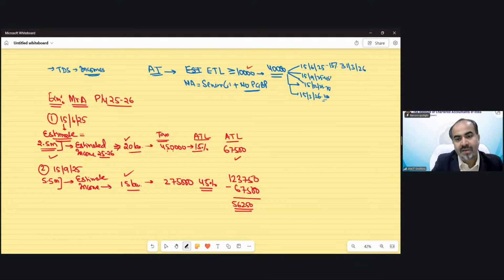This value would be my advance tax liability on this date. Suppose I did not deposit this amount on this date, then there would be interest applicable, and then the tax liability deposit will be zero. So a total of 123,750 I need to deposit. Whatever you have deposited needs to be reduced, because this 45% includes the 15% in it. So whatever you have deposited on the first date needs to be reduced in the next installment.